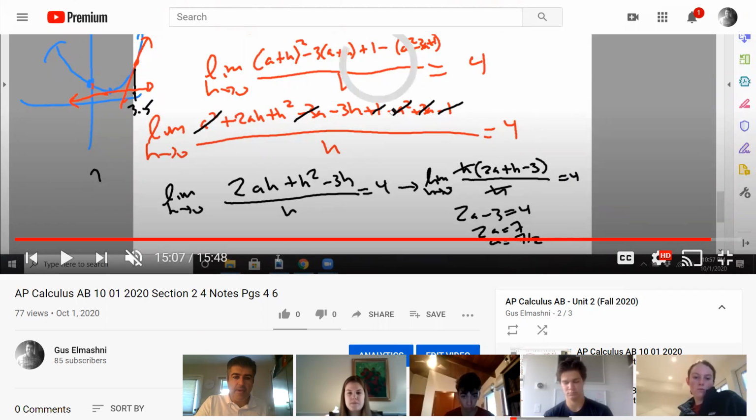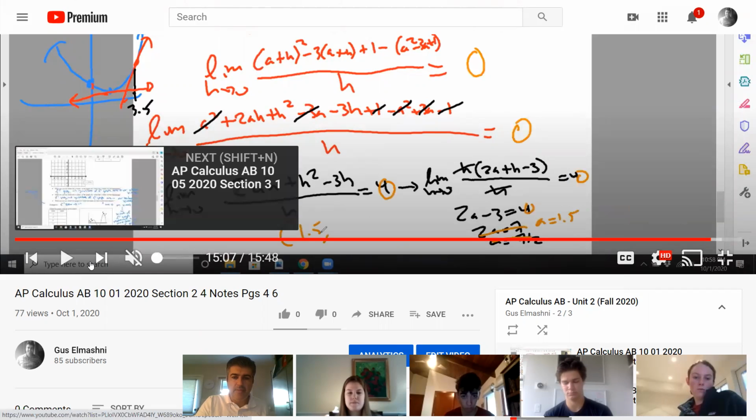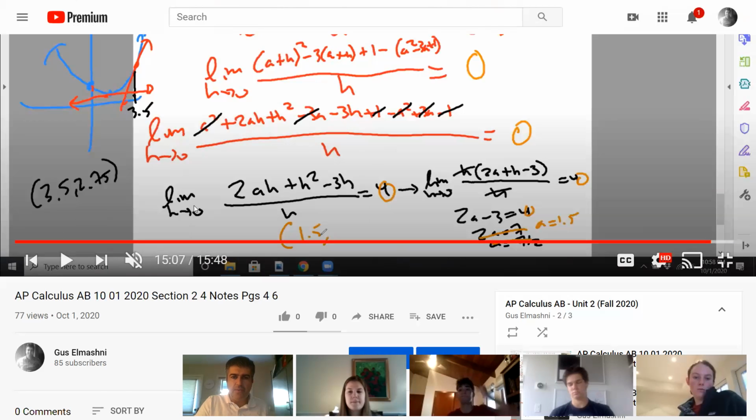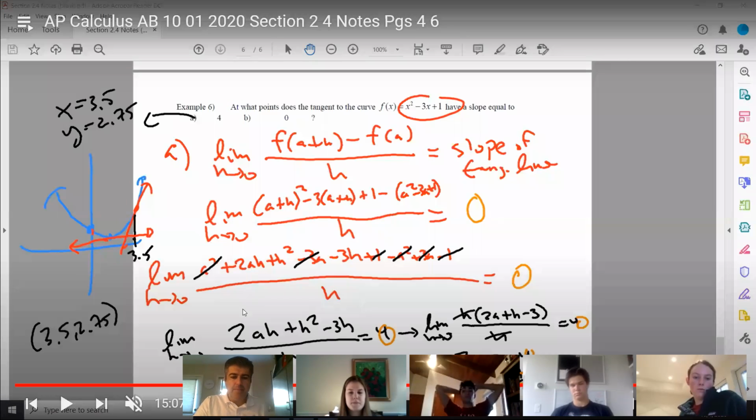I don't know why it's not playing. Oh, there we go. I just made some corrections really quickly and I got 1.5. So you didn't have to redo the whole thing. You could just use what you had before. But of course, replace the right side with 0 instead of 4, and you're solving for a still. Okay, so that recaps that.